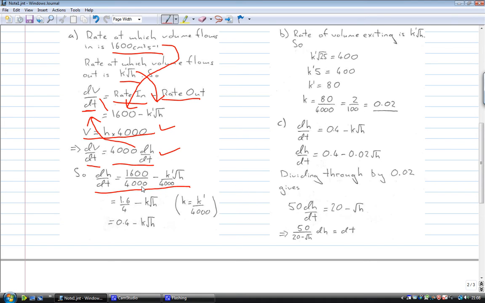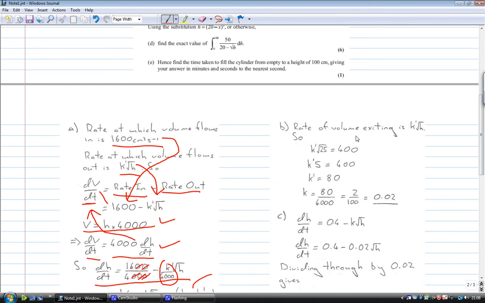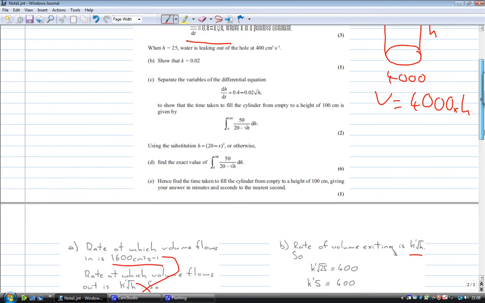Now we're just simplifying down, getting rid of the zeros. I don't really want to dwell on this too long. So we're at 1.6, and obviously k is now divided by 4,000, so the new k I'm looking at is k dash divided by 4,000. So the rate of volume exiting is this. We need to read the next bit of the question.